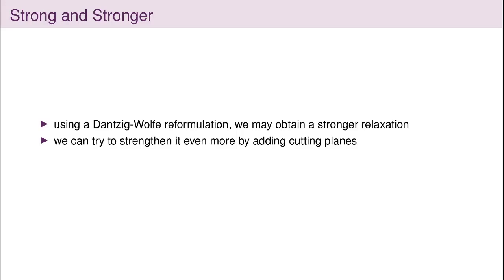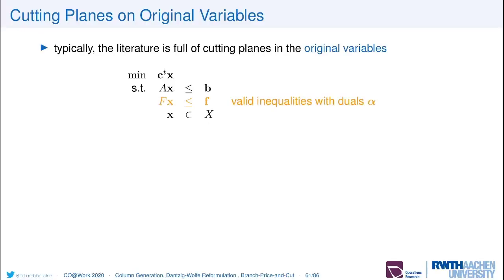And you know other techniques, meanwhile, to strengthen an LP relaxation. So what you would usually do is to add cutting planes. And it would be nice if these two worlds would not be separate, but could benefit from each other. And actually, we can do this. So typically, we have a lot of cutting planes for the models in the original variables. Let's say for the coloring problem, or for the cutting stock, or vehicle routing. So there are a lot of cutting planes, and it would be nice to be able to use them.